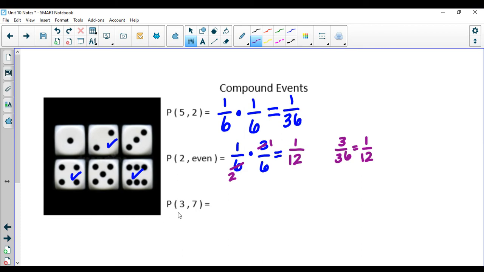In the last example, I want to get the probability of rolling a 3, and then on my second roll, rolling a 7. So the probability that I roll a 3 is 1 out of 6. And then the probability I roll a 7 is actually 0 out of 6 because there are no 7s on a number cube. Because this option is not there, when I multiply, you're going to notice I get 0 over 36, which means that there is no chance that I'll be able to roll a 3 on my first roll and then roll a 7 after that.